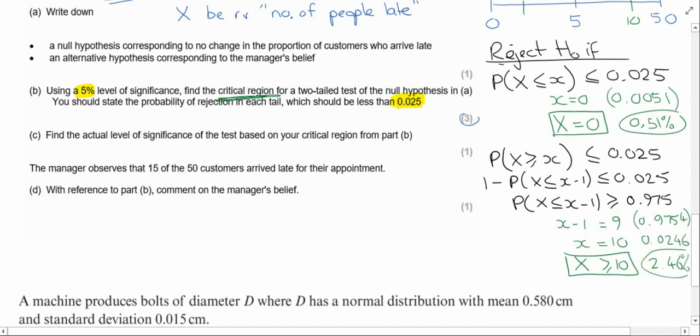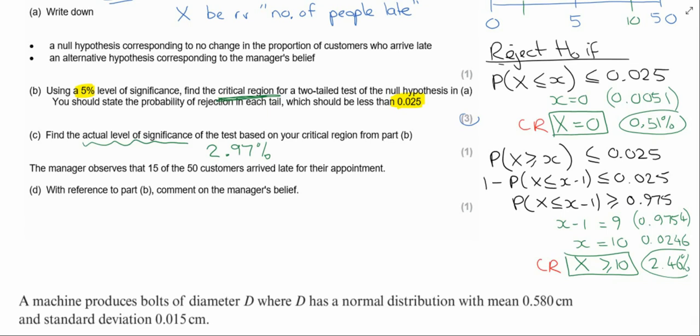Please get in a habit of doing it. Also do this for your examiner. Here's my critical region. Look, it's really easy to find. Give me all the marks. Actual significance. So they either say this or they say the p-value. If they say the actual significance, you add them up. So what's that? 2.97%. If it was the p-value, it's the decimal of that, so 0.0297.